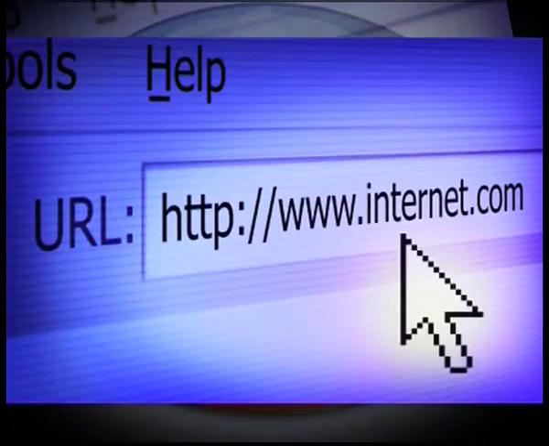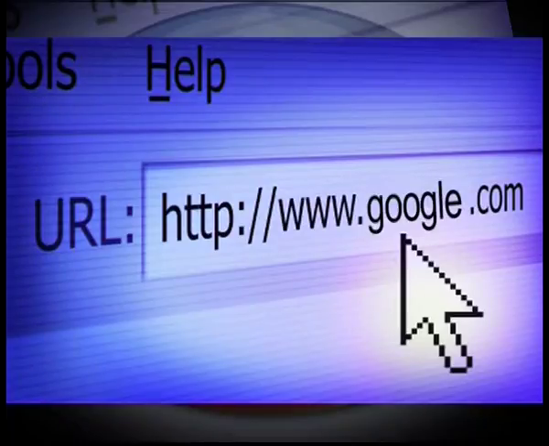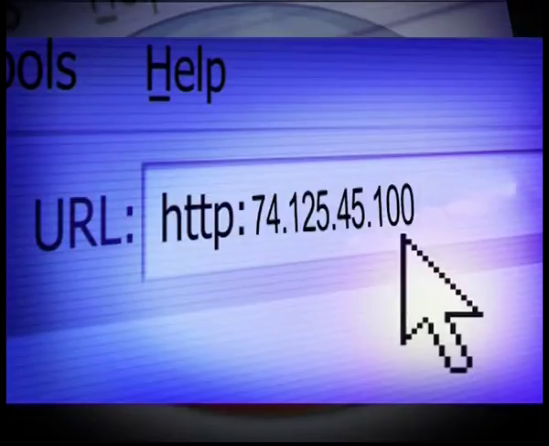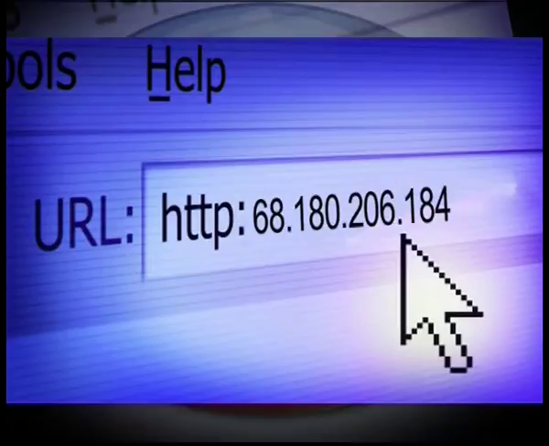It is impossible for human minds to memorize these long strings of numbers separated by dots. So, they recognize sites by the names. Thus, Google or Yahoo is a domain name while the IP address is their machine name expressed in numbers which the computers use to talk to each other.